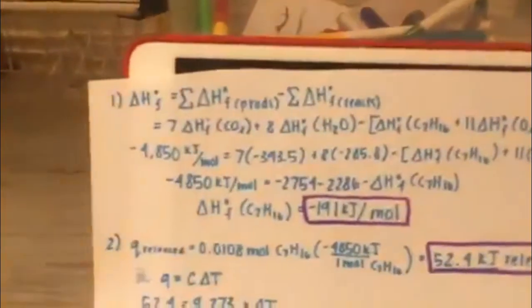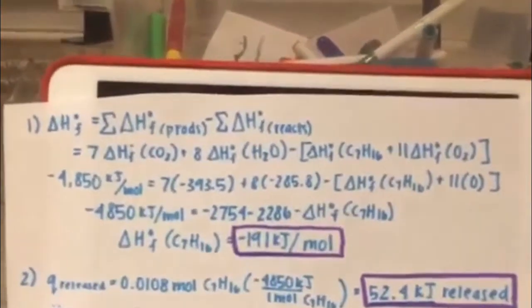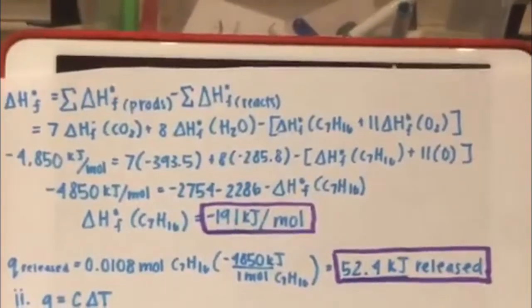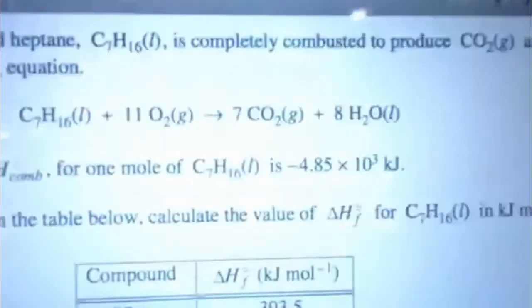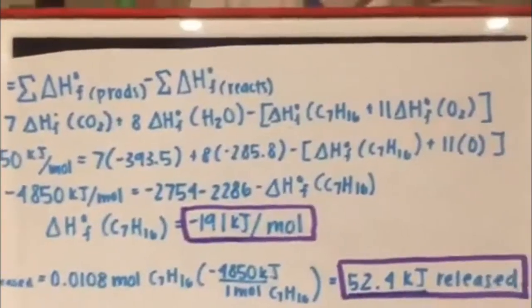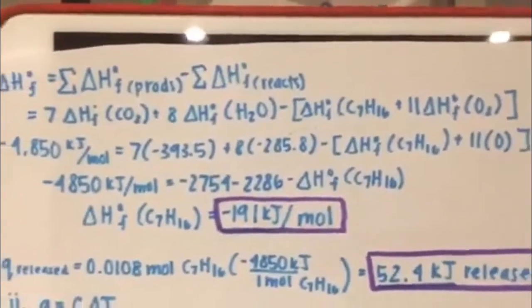To solve for this, you use the equation delta H is equal to the sum of delta H products minus the sum of the reactants, and it is 7 times CO2 because there is a coefficient of 7 in the balanced equation, plus 8 times H2O, minus the unknown of C7H16 plus 11 times O2.